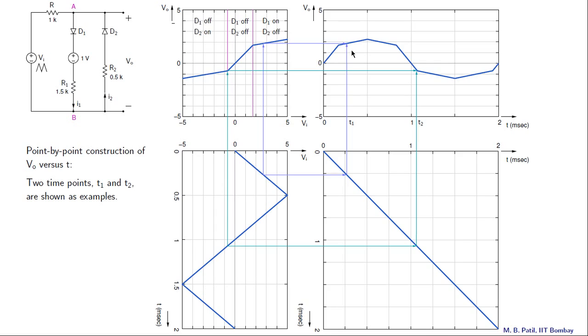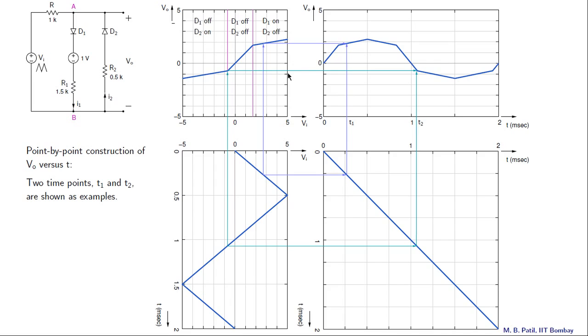This process can be repeated for other points in the Vi of t graph. For example, let us consider this point here, call it t2, Vi2. This horizontal line as well as this vertical line represent t equal to t2. This vertical line represents Vi equal to Vi2, and this horizontal line represents Vo equal to Vo2, where Vo2 is the output voltage corresponding to Vi2.